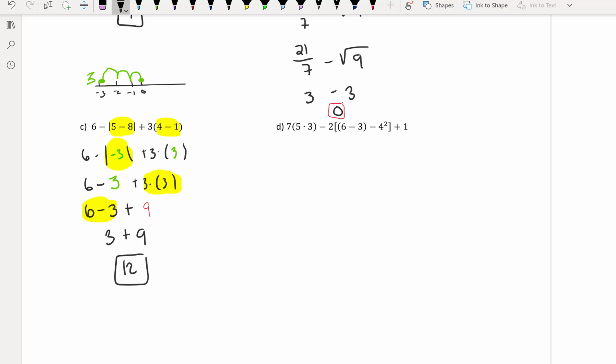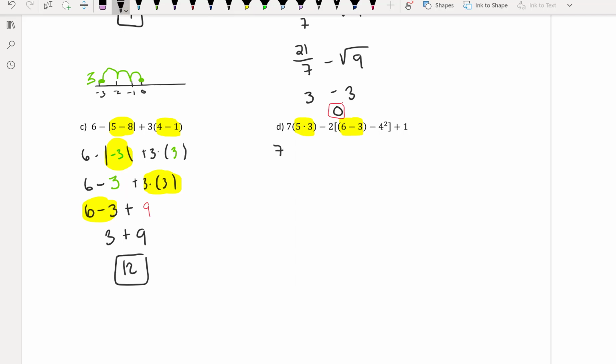Okay, and now for part D, order of operations again. So I'm going to look for my grouping symbols. I have this. And now I also have something else. I have this grouping symbol with brackets, which is all of this. And even within that, I have my parentheses. What you want to do with order of operations, if you have, let's say, 2 sets of grouping symbols within each other, you want to work from the inside to the outside. So let's check this out.